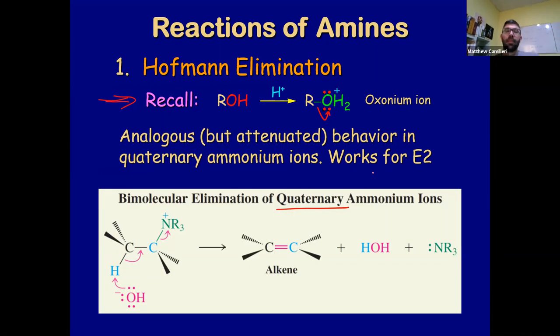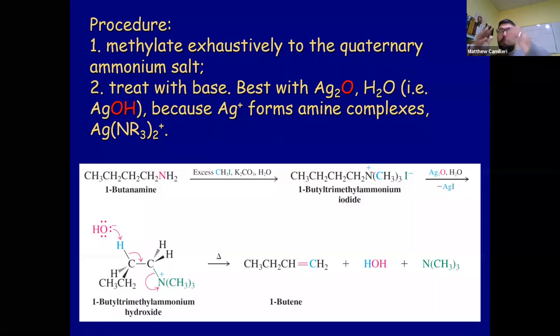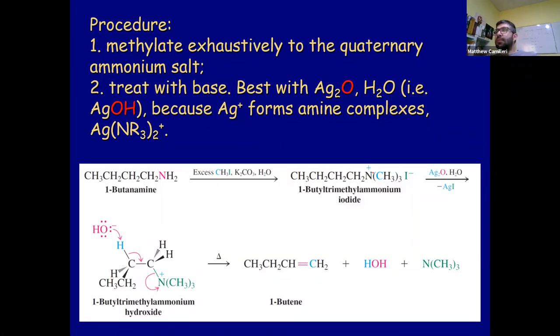Now, methylate exhaustively, meaning methylate until you end up getting your final product, your quaternary result. You have to methylate first. And for methylation, normally we use methyl iodide, and then we use a base and water to make this reaction proceed easily.